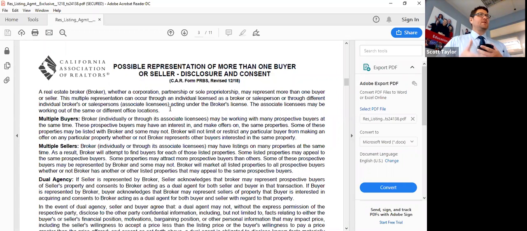Possible representation of more than one buyer or seller. It's a brief explanation, basically to say Keller Williams is a very large brokerage. Keller Williams Realty Central Coast has 135 agents, give or take, at any time. The Paso Robles franchise has 35 to 60 at any time. And so there's a good number of agents associated with the company, and there's a possibility that somebody down the street is going to list with Keller Williams. And so although we have an exclusive listing contract, that's exclusive between me as the agent and you as the consumer. It's not exclusive to the office. You're not going to be the only one in this neighborhood potentially listing with Keller Williams. Signing here acknowledges that you understand that's the way it is.